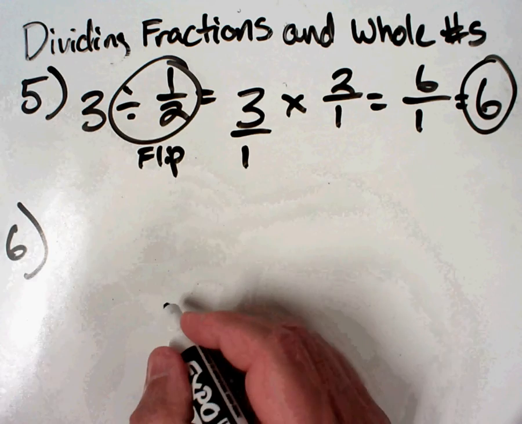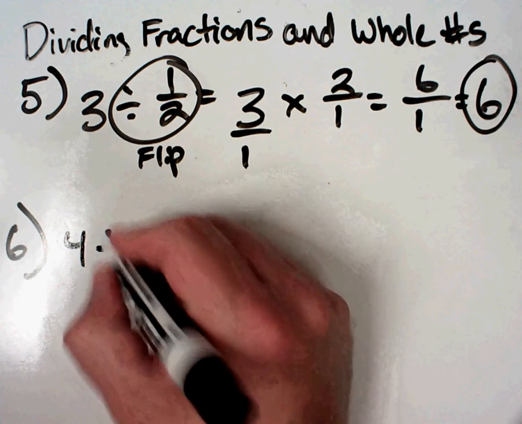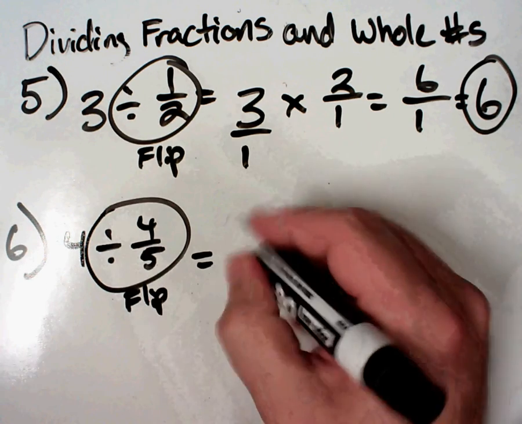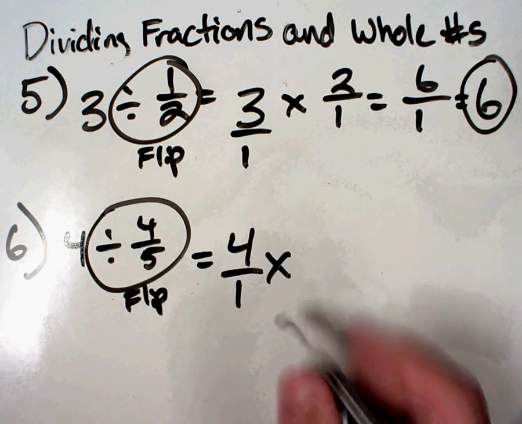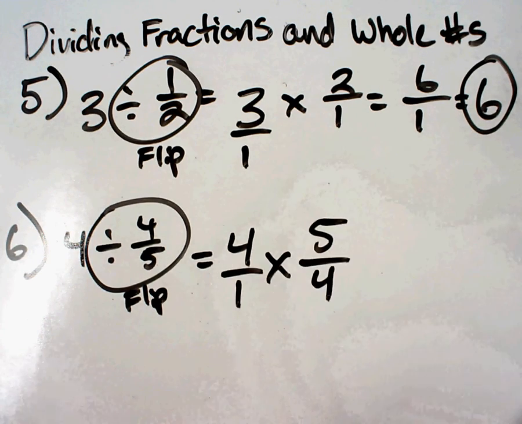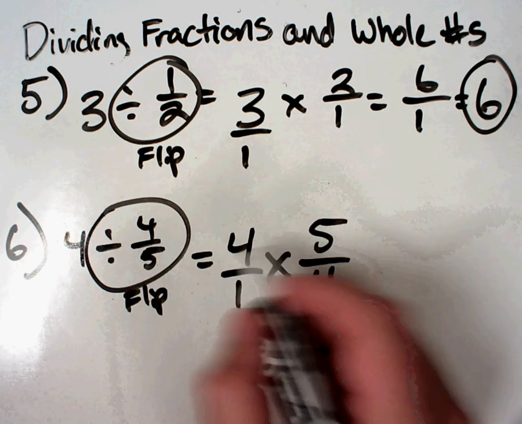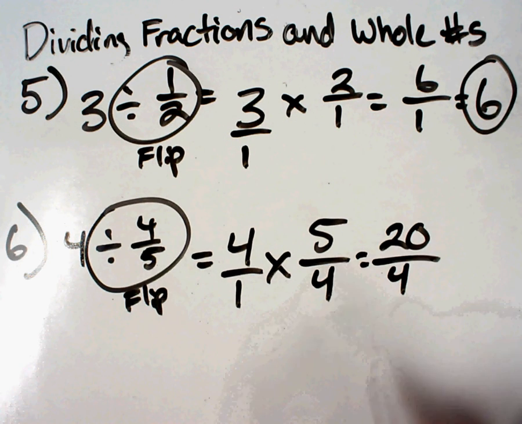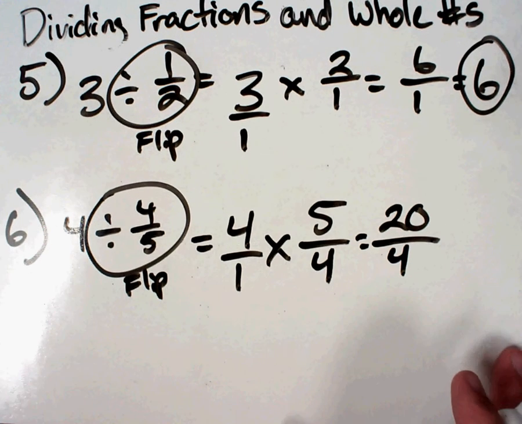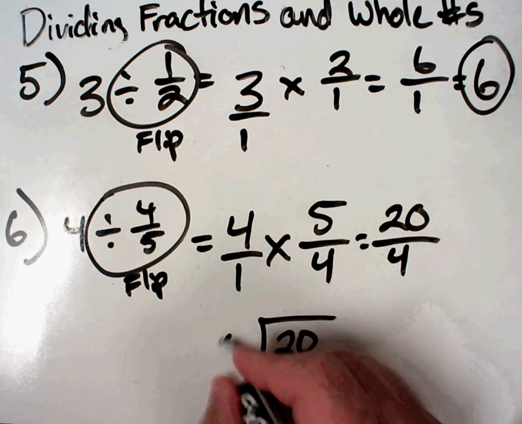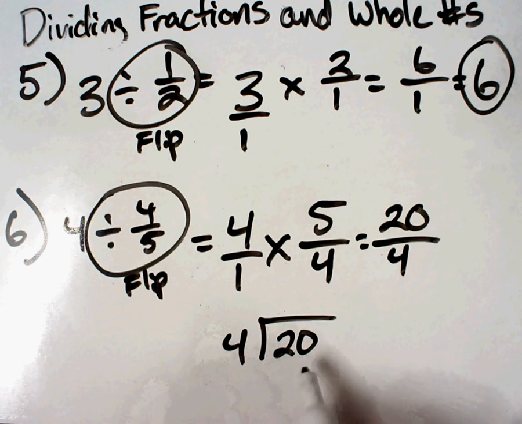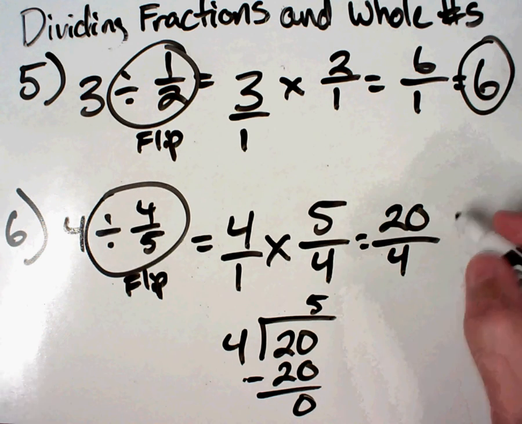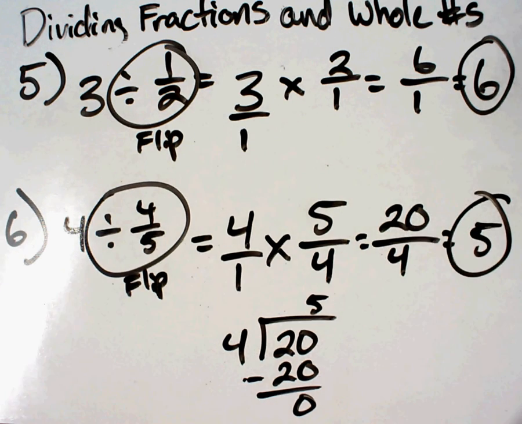Number 6. 4 divided by 4/5. Going to flip and then multiply. So 4 over 1 times 5/4. So 4 times 5 is 20. 1 times 4 is 4. So I end up with 20 over 4, which is an improper fraction, so I need to divide 20 divided by 4 to get my mixed number. In this case, it's going to be a whole number. 4 goes into 20 5 times. 5 times 4 is 20. There is no remainder, so my final answer is 5.